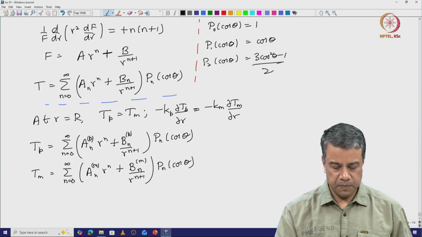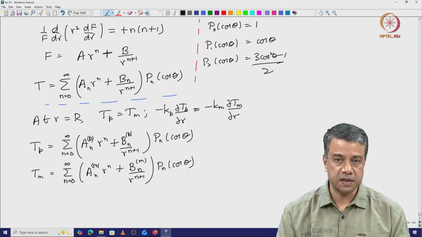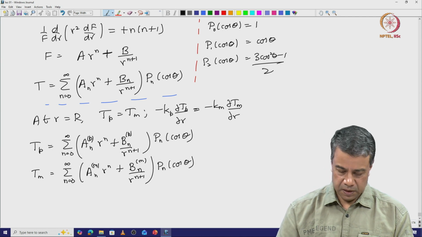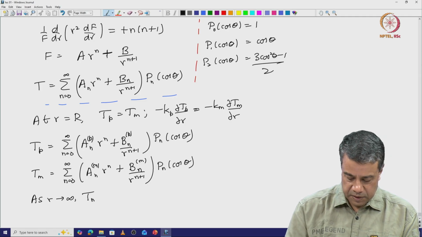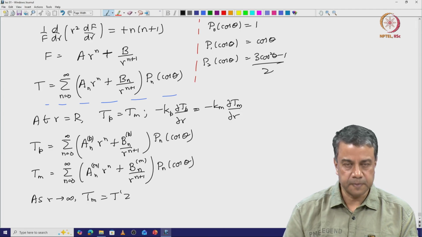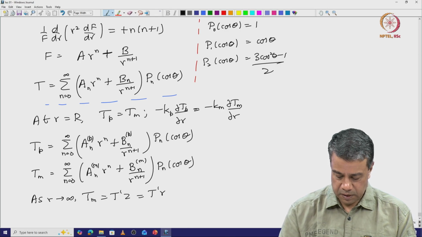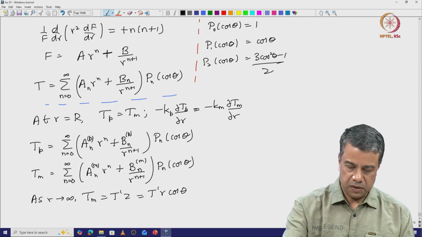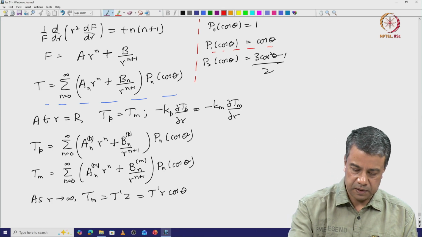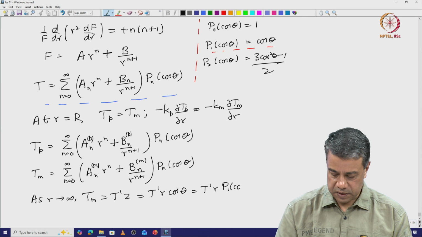The boundary conditions are T particle is equal to T matrix, and minus K particle dT particle by dr is minus K matrix dT matrix by dr. And also I have a condition that as r goes to infinity, the temperature in the matrix is equal to T prime times Z, which is equal to T prime r cos theta. Z is r cos theta, and cos theta is the same as P1 of cos theta, so it is equal to T prime r P1 of cos theta.